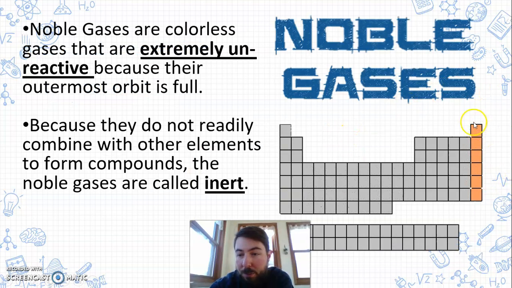This last group here, they are called the noble gases, and they are very unreactive. Like, they don't react with anything. The reason is that their outermost shell is already full. So they don't have any more room to get electrons from other elements, but their shell is full, so they don't want to lose any either. So that's why they don't really react with anything. They're called inert, which is another word for unreactive.